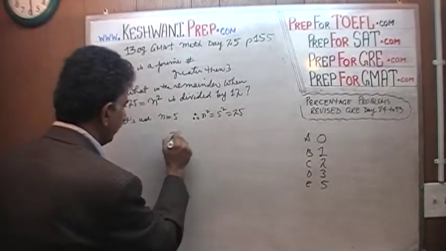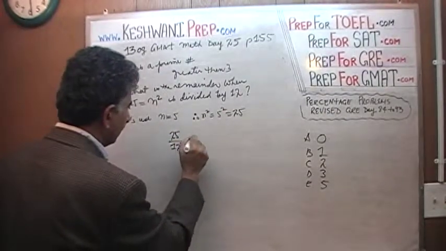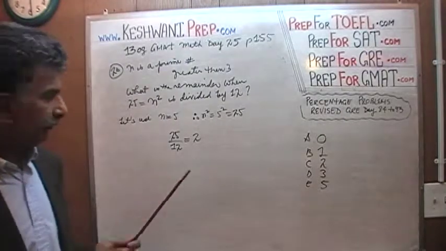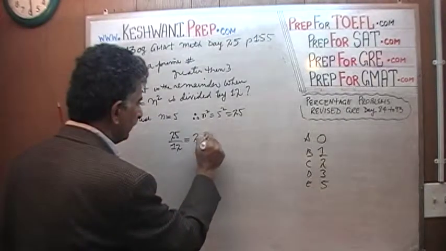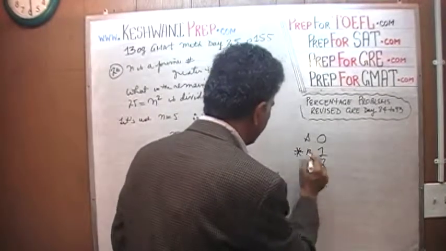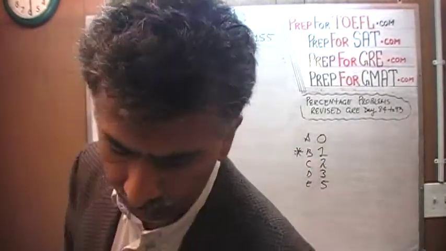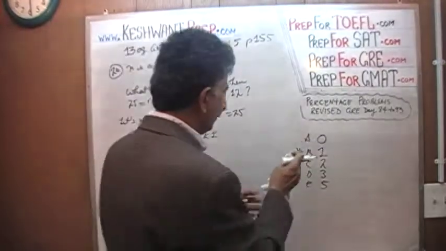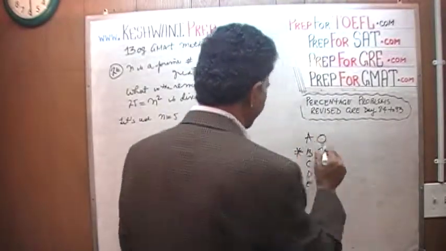Well, 25 divided by 12, we know that 2 12s are 24, and the remainder is going to be 1. That's it. That's your answer. Very simple, very straightforward. The answer is 1. The answer is letter B. A is 0. That's all it is.